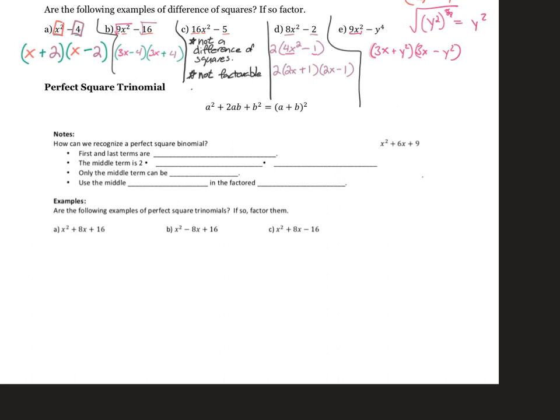Also, there will be a time in the near future when you'll be doing something called completing the square, and that's when you need to create perfect square binomials. So being familiar with them and recognizing them is just going to set you up to understand that better when you get to it. All right, how can we recognize a perfect square binomial?